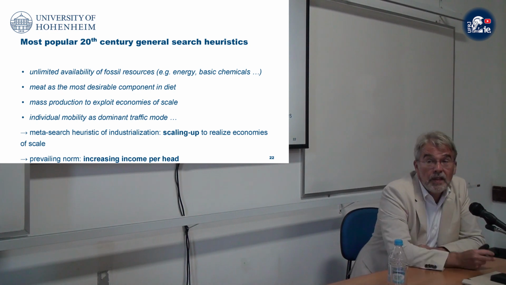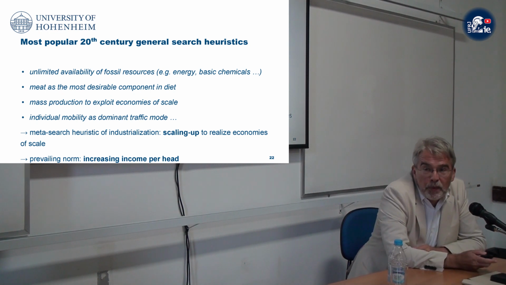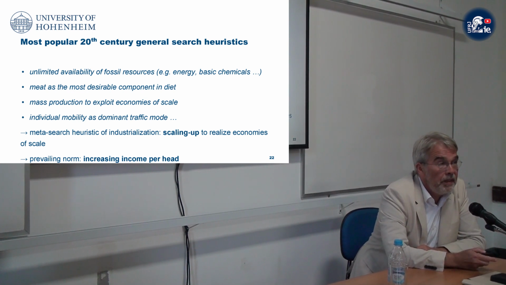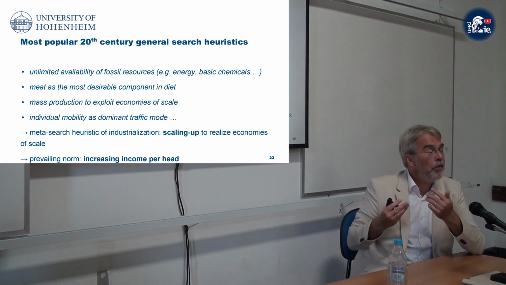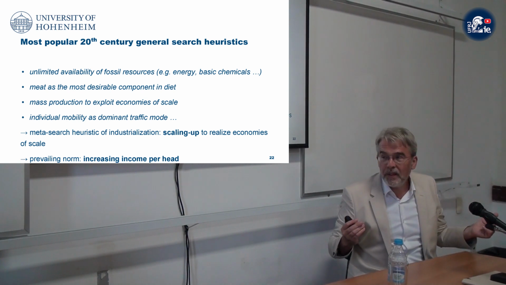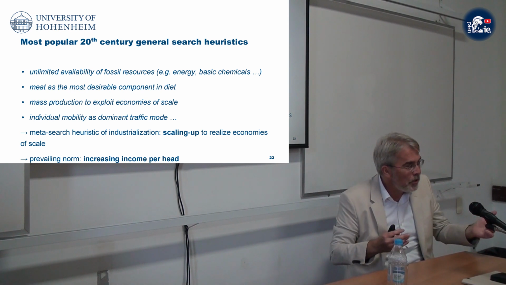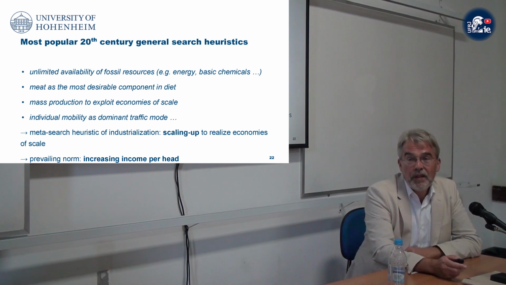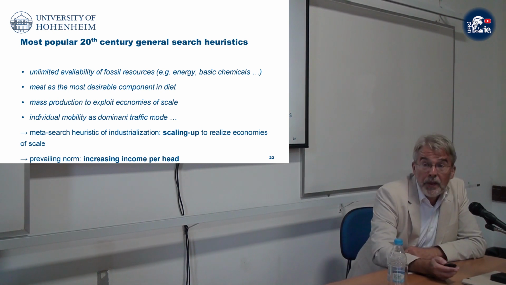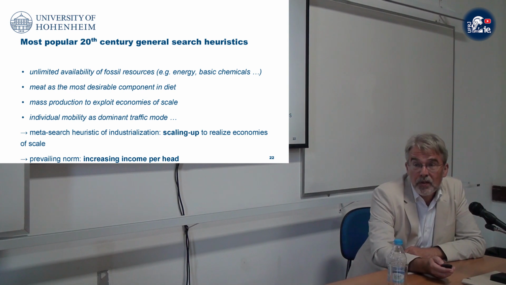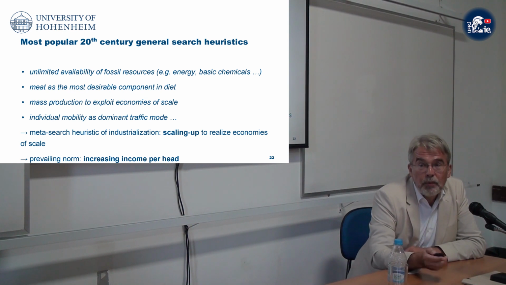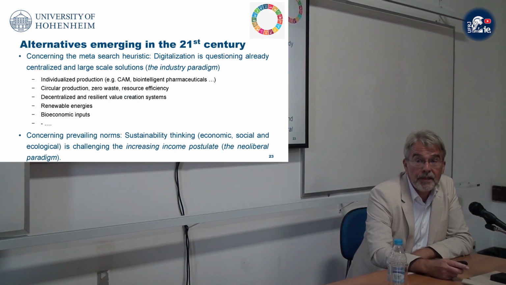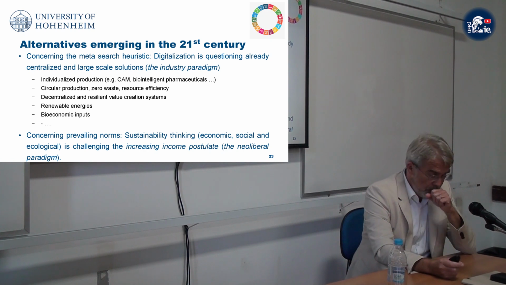Then meat as the most desirable component in diet, or mass production to exploit economies of scale. We know that the bioeconomy very often is a decentralized economy. And decentralization is very much at odds with scaling up. You need smaller units. But there are ways out of this. Individual mobility as a dominant traffic mode is mentioned here. And the prevailing norm, which is included in all these heuristics, is increasing income per head. So what are the alternatives?